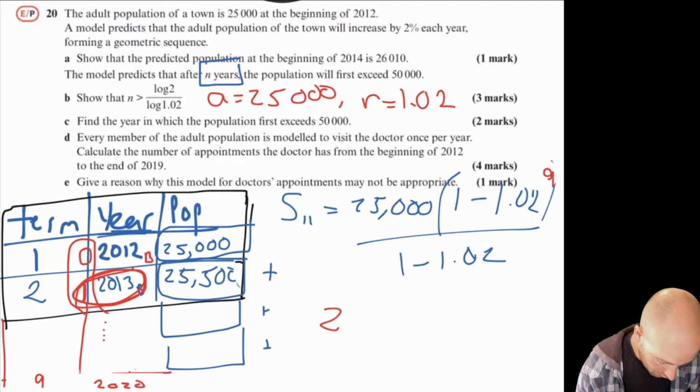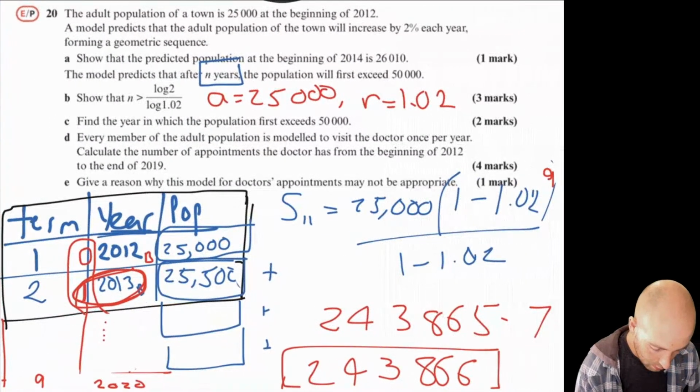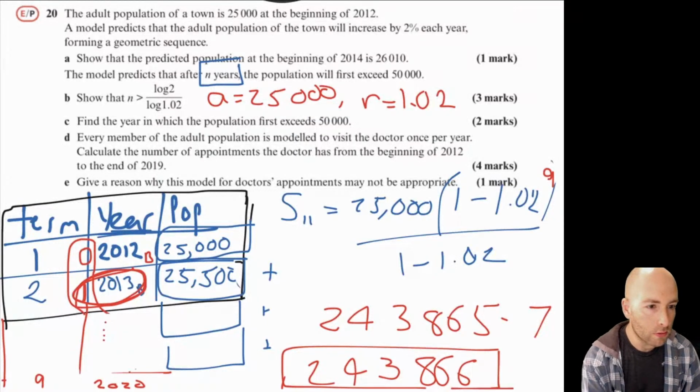Two, four, three, 865.7, so 243,866. Cool, let's just have a look through your answers. Chloe, yeah, it's slightly out, you guys. As I said earlier, I think you've used the wrong end. And it's that link between your year and your term.